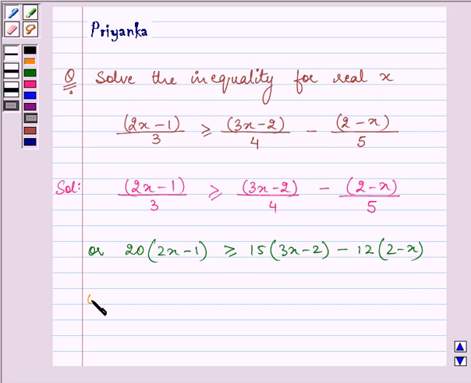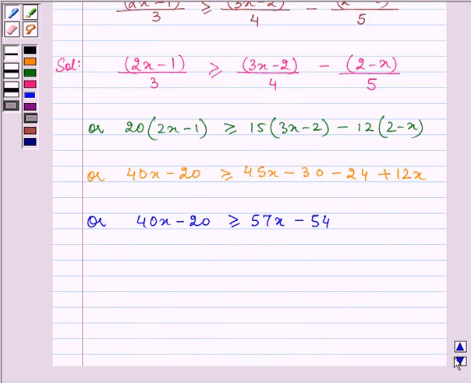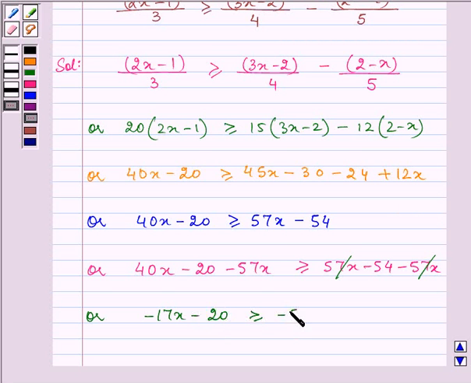Now, on removing the brackets, we have 40x minus 20 is greater than or equal to 45x minus 30 minus 24 plus 12x. After simplification, we have 40x minus 20 is greater than or equal to 57x minus 54. Now, on subtracting 57x from both the sides, we have 40x minus 20 minus 57x is greater than or equal to 57x minus 54 minus 57x. After simplification, we have minus 17x minus 20 is greater than or equal to minus 54.